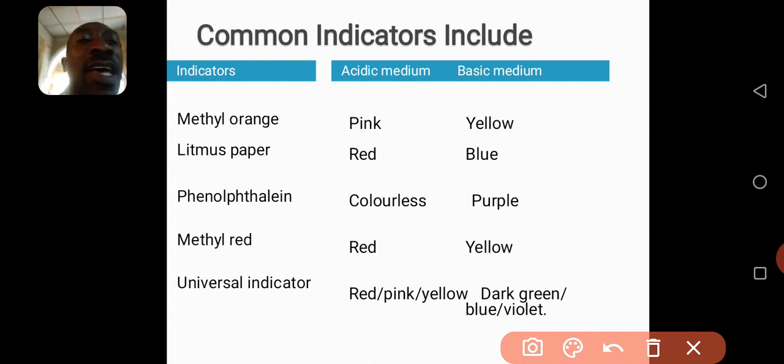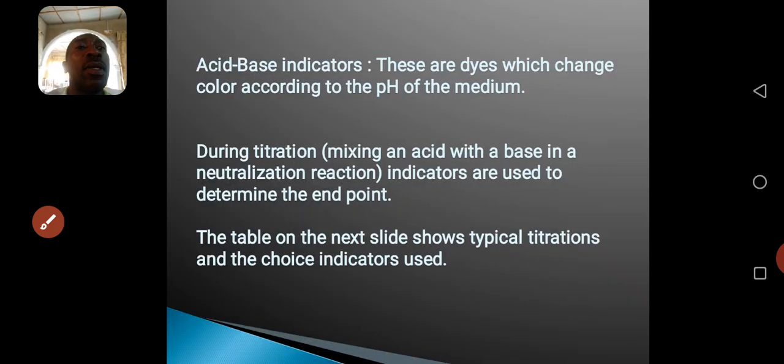Then we have the universal indicator, which can be red, pink, or yellow in acidic medium, but in a basic medium, it is dark green, blue, or violet. Now, acid-base indicators are dyes which change color according to the pH of the medium. That's a summary of what we have been talking about.